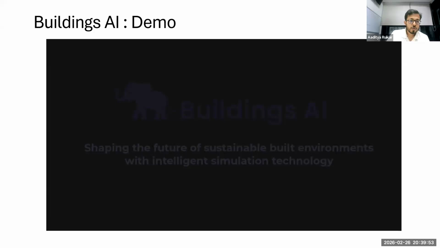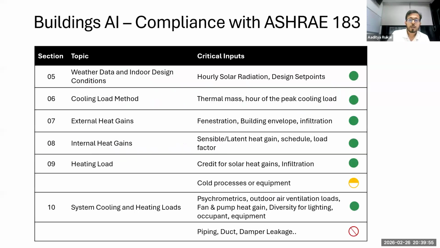Next, in summary, we'll see the compliance of Buildings AI with ASHRAE 183. Buildings AI supports the weather data and indoor design conditions as asked by ASHRAE 183. Cooling load methodology also. Then external and internal heat gains, it is capable of modeling as the standard suggests. Heating load methodology, so it credits for solar heat gains, infiltration, as well as peak temperature-driven gains.